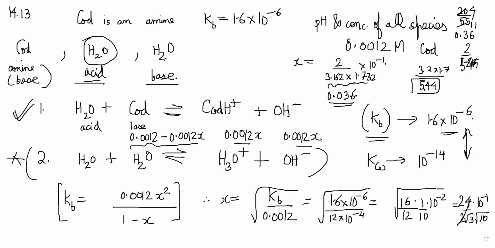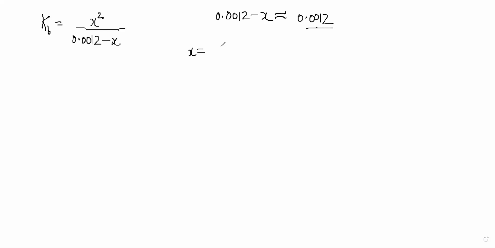0.00004, right? He is ignoring 4 zeros and 1 4 after that. So first he's saying that x is negligible. No, he is not saying that. He's saying since his K expression was coming as x square by 0.0012 minus x, this was the expression, and the assumption that he's making is that 0.0012 minus x is the same as 0.0012. The value of x that came out was 4.4 into 10 power minus 5, right? And this value is what? 0.000044, right?